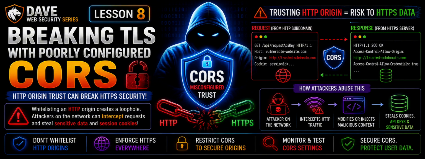GET /api/requestApiKey HTTP/1.1, Host: vulnerable-website.com, Origin: http://trusted-subdomain.vulnerable-website.com, Cookie: sessionId=... The application responds with HTTP/1.1 200 OK, Access-Control-Allow-Origin: http://trusted-subdomain.vulnerable-website.com, Access-Control-Allow-Credentials: true.